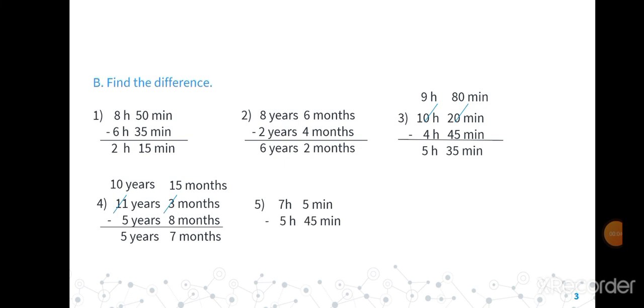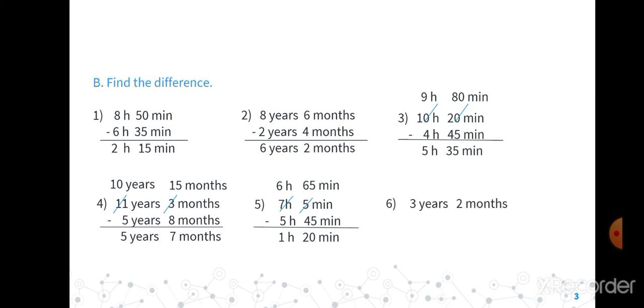7 hours 5 minutes minus 5 hours 45 minutes. Again I cannot subtract this 45 from 5, so I have to borrow 1 hour, and this 7 will become 6 hours, and then this 5 will become 60 plus 5, that is 65, as 1 hour is equal to 60 minutes. Now 65 minus 45 becomes 20 and 6 minus 5 will become 1 hour.